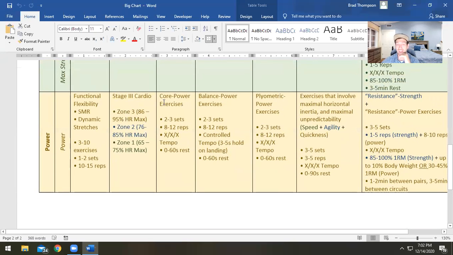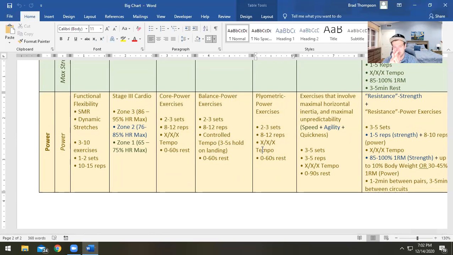And then lastly, we've got our power movement prep here. Core power, balance power, reactive power, plyometric power, right? 2 to 3 sets, 8 to 12 reps for all of them. Nice and symmetrical, nice and patterned.